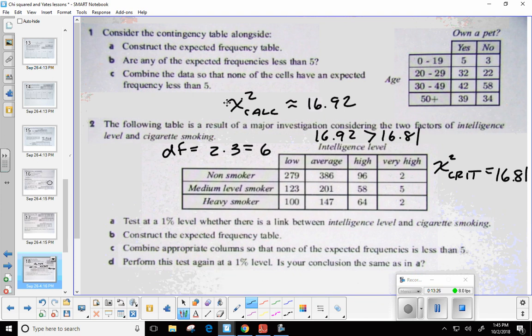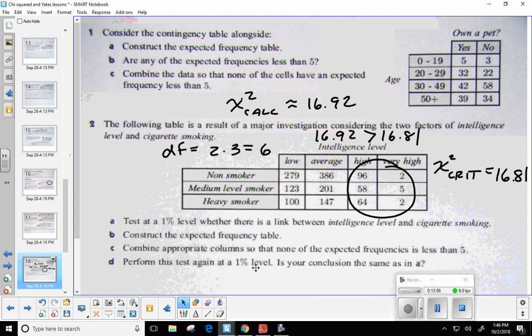Now my calculated was greater than 16.81. Remember, what are we wanting? There you go. So according to what we've been talking about all week, I would go ahead and say, well, there's got to be some kind of relationship between intelligence level and how heavy of a smoker you are. Okay. But now, like Michelle was just asking, we have these two columns here that are very closely related. Let's go ahead and combine those. Okay. Let's see what happens to my results when I go ahead and do that.